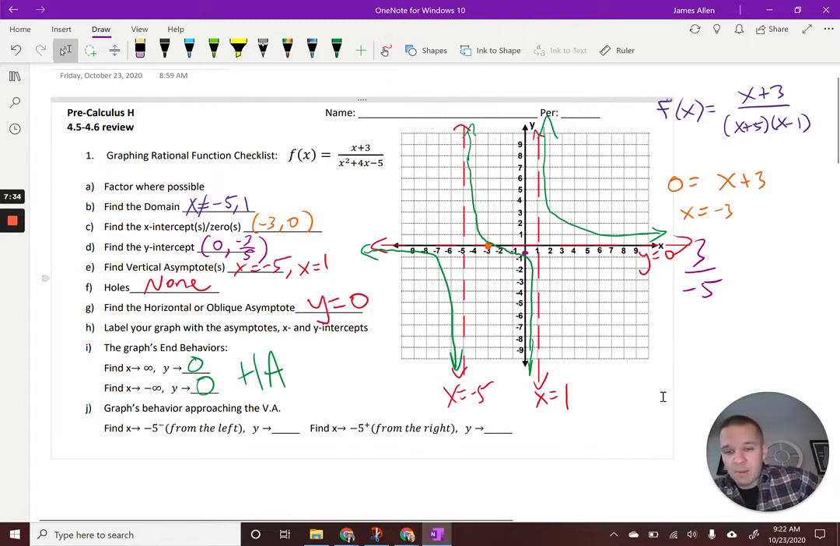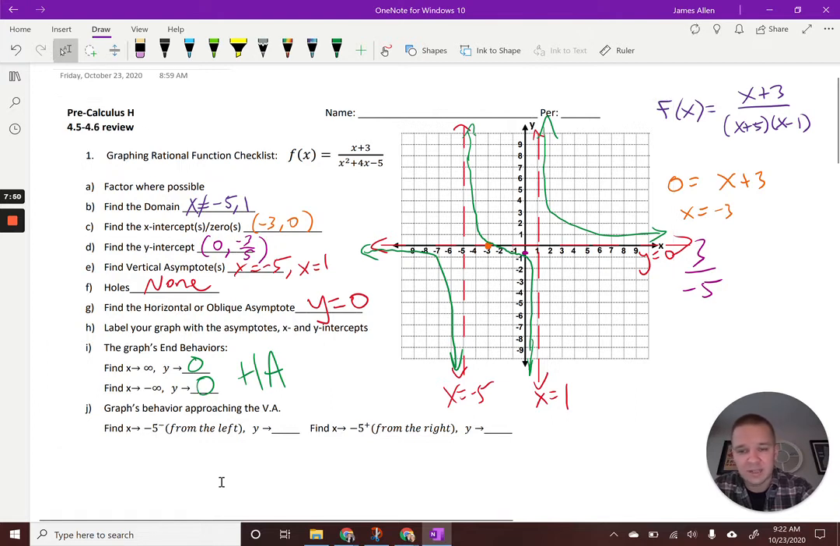All righty. How about approaching the vertical asymptotes? Wonderful. Hey, if you look down here, you would see one of our vertical asymptotes there already for us. Gave you an answer. How nice of us. All right. As x approaches negative 5 from the left, that's what that little negative means, what is y approaching? Well, from the left-hand side, it's going to negative infinity.